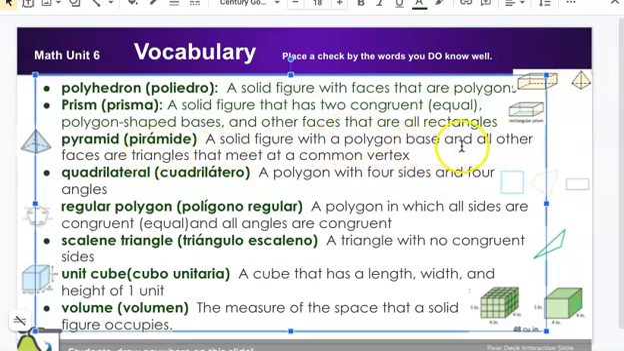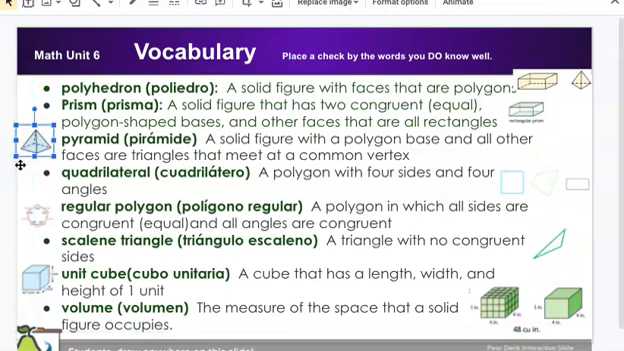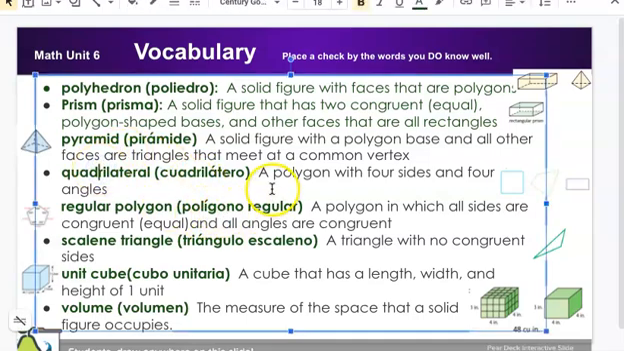Pyramid. A solid figure with a polygon base and all other faces that are triangles that meet at a common vertex. So here's your polygon base, which is a square, and then you have your triangles that kind of pop up into the one vertex. Remember, vertices are those points, common vertex. Quadrilateral has that root word quad for 4. A polygon with 4 sides and 4 angles. Regular polygon, a polygon in which all sides are congruent, equal, and all the angles are also congruent. All right, so we're going to take a look at that. A scalene triangle, a triangle with no congruent sides. That means none of them are equal.